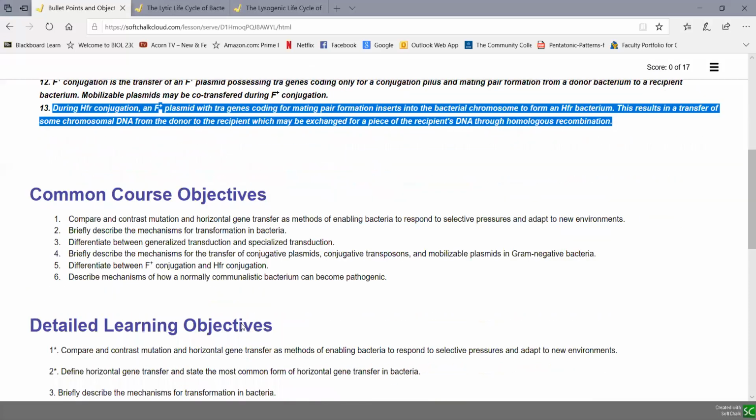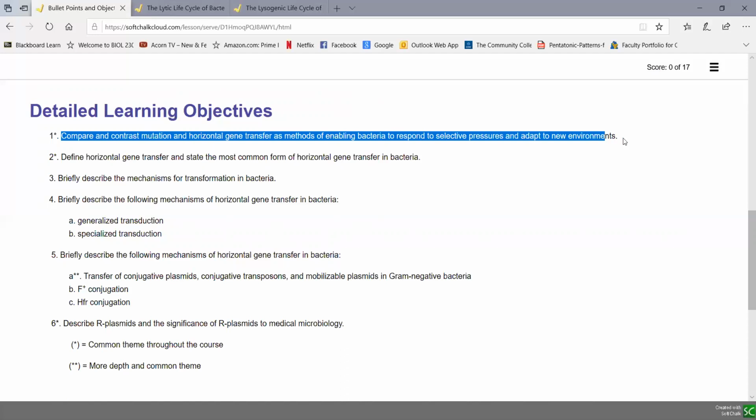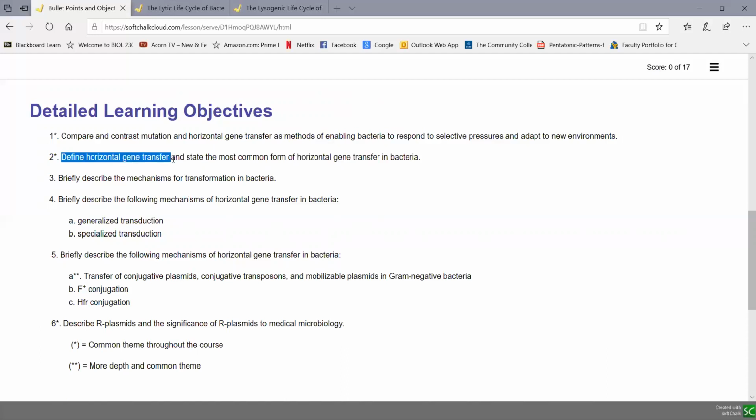And let's look at our detailed learning objectives for this SoftChalk lesson. Compare and contrast mutation and horizontal gene transfer as methods of enabling bacteria to respond to selective pressures and adapt to new environments. Define horizontal gene transfer and state the most common form of horizontal gene transfer in bacteria. Briefly describe the mechanism for transformation in bacteria.